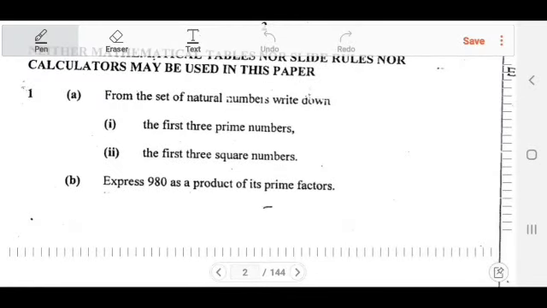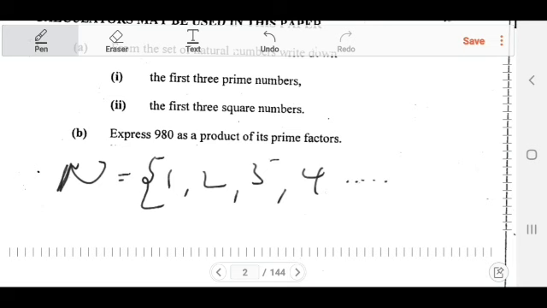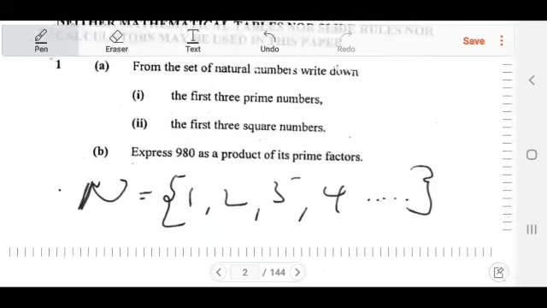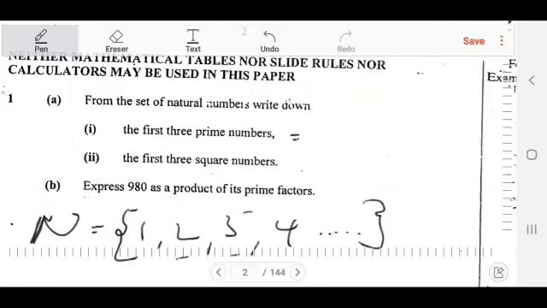Number 1A says, from the set of natural numbers, write down item 1, the first 3 prime numbers. Okay, so first, what are natural numbers? Natural numbers are numbers that we will normally use maybe to count how many apples we have. So we have 1, 2, 3, 4, 5, and so on. So item 1, the first 3 prime numbers, we have 2, 3, and 5. So this one is what? It's 2, 3, and 5.